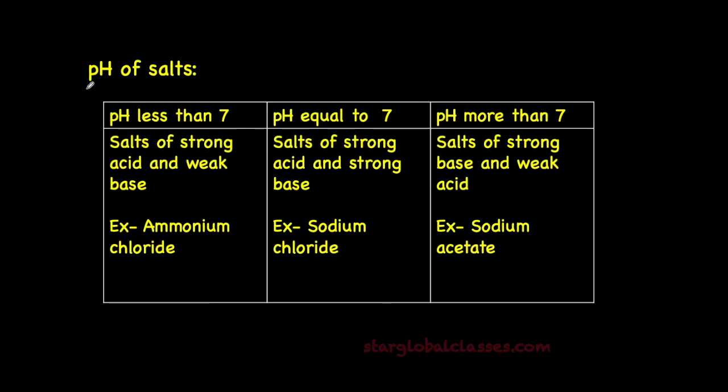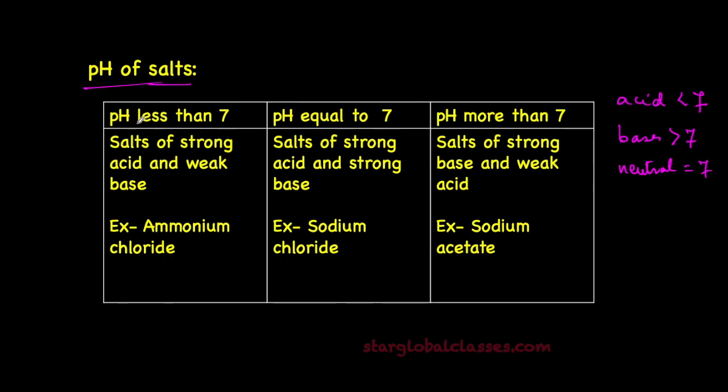pH of salt. In the last video, we studied pH of acid. Acids have pH less than 7. Bases have pH more than 7. And if something is neutral, it has pH equal to 7.